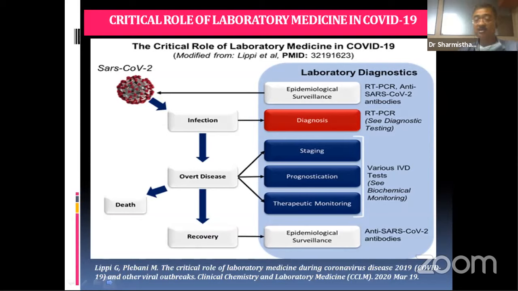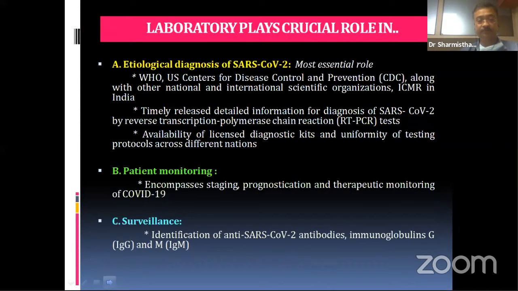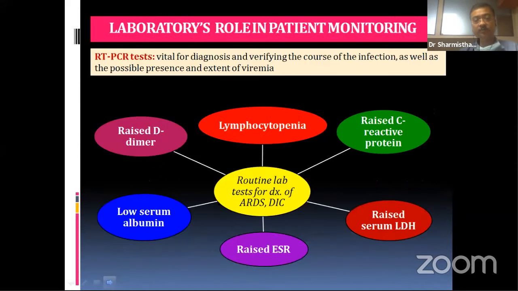In every case, there are certain tests which we depend on nowadays. After recovery, for epidemiological surveillance, you can use the IgG and IgM antibodies, which you can use pretty well. And if you go to the right side, no test required. Etiological diagnosis, patient monitoring, and surveillance, as we have already discussed. And now, these are the certain tests for patient monitoring.